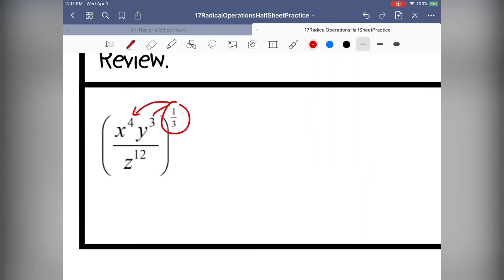You should be applying, or as we said, we could say that we distribute, but it's a multiplication problem. When you take that exponent, you're going to multiply 1/3 times 4. That's going to give you 4/3. You're going to multiply 3 times 1/3. That's going to give you 1. And you're going to multiply 12 times 1/3, and that should give you 4.